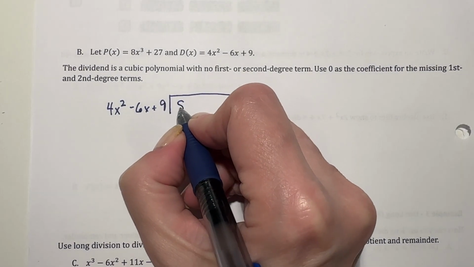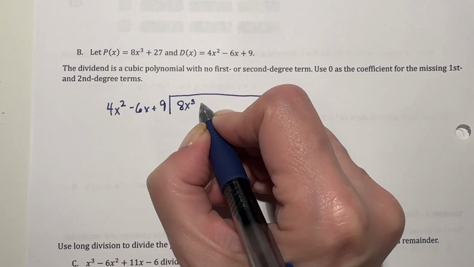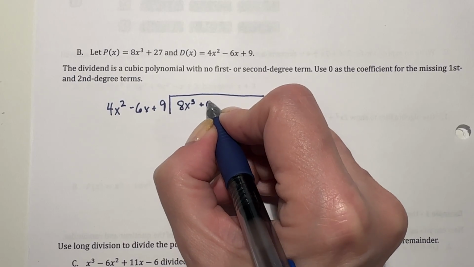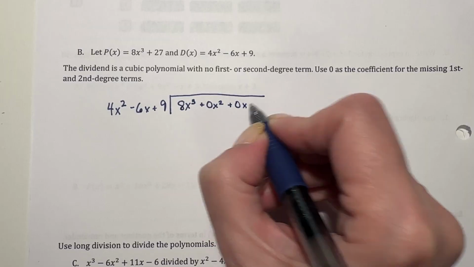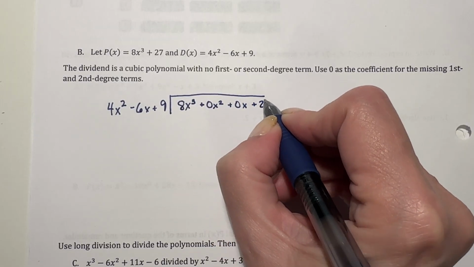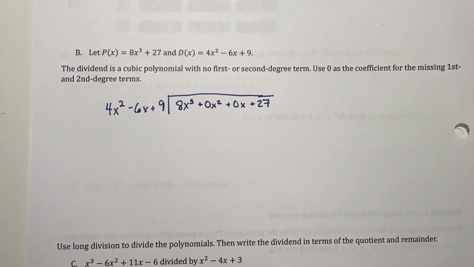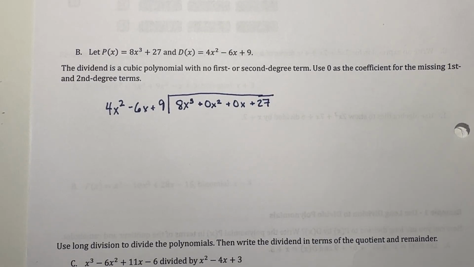So I'm going to write 8x cubed. Then I'm going to write plus 0x squared plus 0x plus 27. You may say, do I have to do that? Absolutely not, but it will make things considerably less confusing for you if you do it.